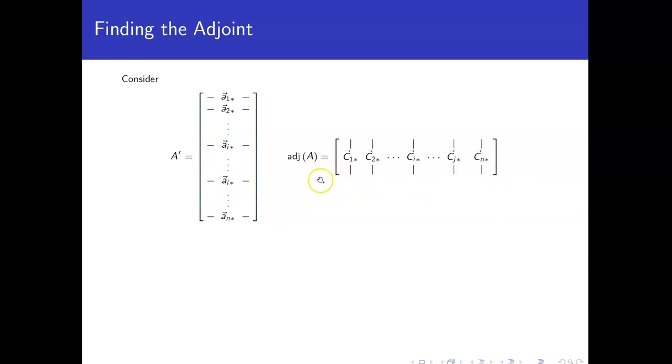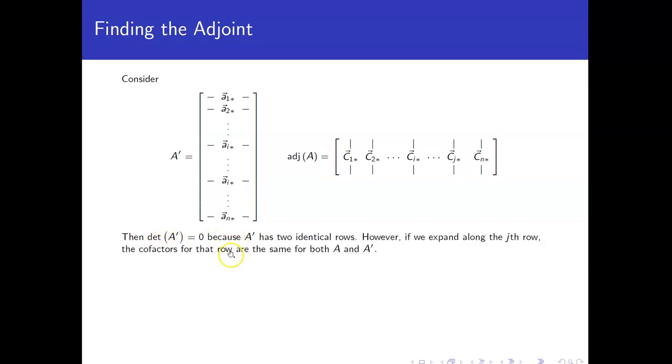Here's our adjoint again of A. Now, what happens if I want to take the determinant of A prime? Well, the determinant of A prime, of course, is going to be 0, because I've got two identical rows, and we know that anytime we have identical rows in a matrix, we have a determinant equal to 0. All right, but now we can also calculate the determinant of A prime by expanding along the jth row.